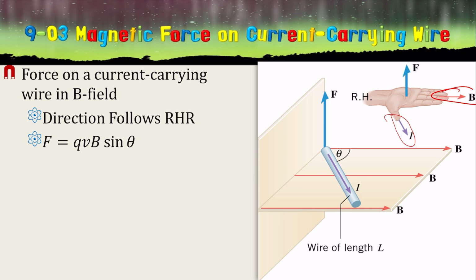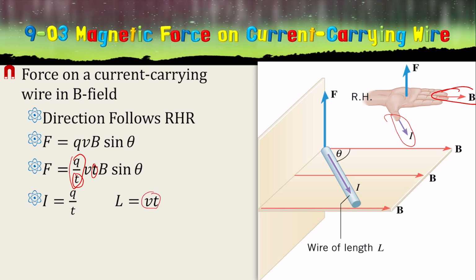The force on a moving charge was QvB sine theta. If I divide by t and multiply by t, so I'm not changing anything, Q over t becomes current, and speed times time is a distance or a length. So I'm going to replace those, and so the force becomes current times length times the magnetic field times sine of the angle. And the angle is between the direction of the current and the magnetic field.